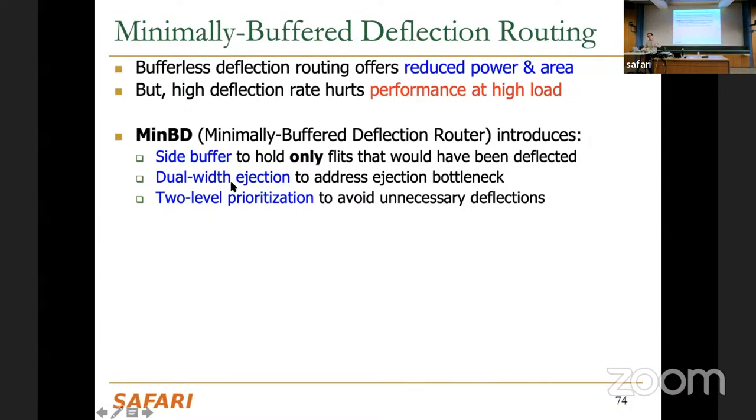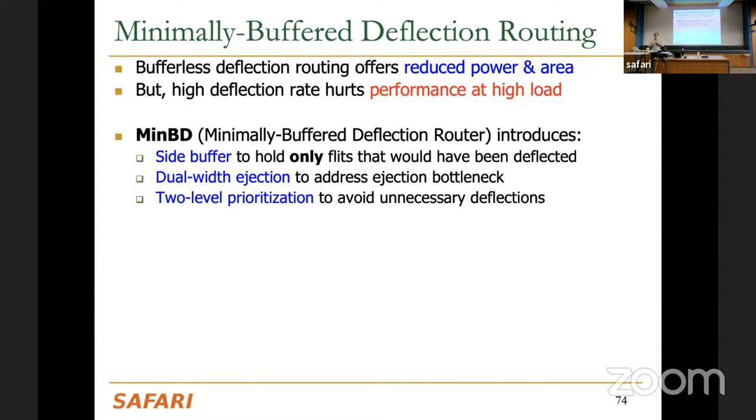There's also a couple of other things that this adds that are actually important, because there are some bottlenecks that cause a lot of deflections in the network. One is ejection. When a packet comes to its destination, it needs to be ejected. Two packets come to their destination.